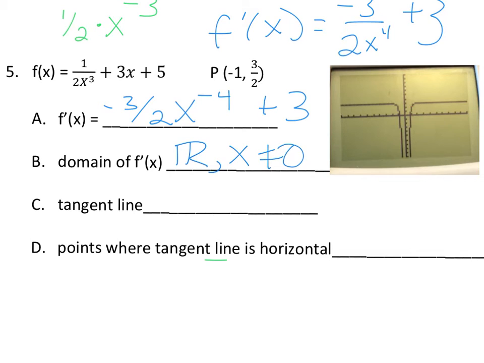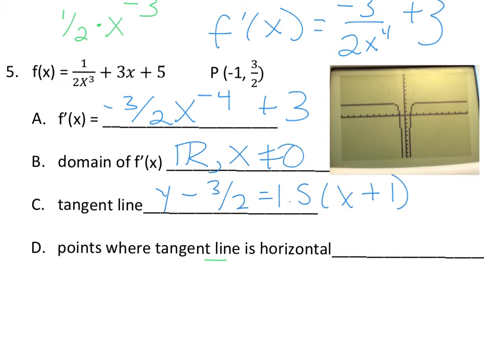Now for my tangent line equation, again, I already have the derivative typed into my calculator. I need to know where we are at -1. So I'm going to go look at -1. On the table, I have a slope of 1.5. So my tangent line is going to be y minus y1 equals m times x minus x1.